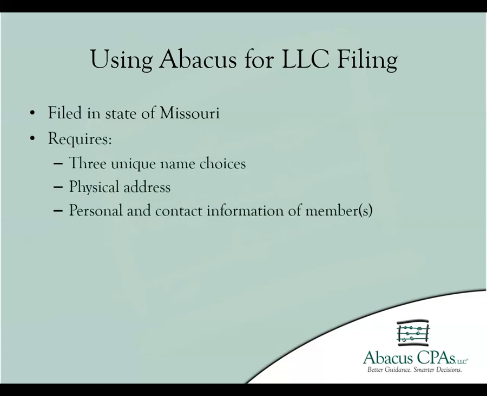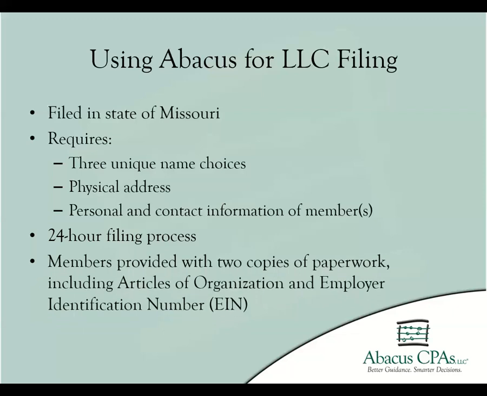The Abacus CPAs LLC application requires 3 unique name choices, a physical address for your business, as well as personal and contact information for the members of the business. The filing process is usually a 24-hour process. When the process is completed, members will receive copies of their paperwork, which include articles of organization and an employer identification number. This paperwork will be used to establish your business and create your business bank account. For more information on the LLC application, please contact our office.